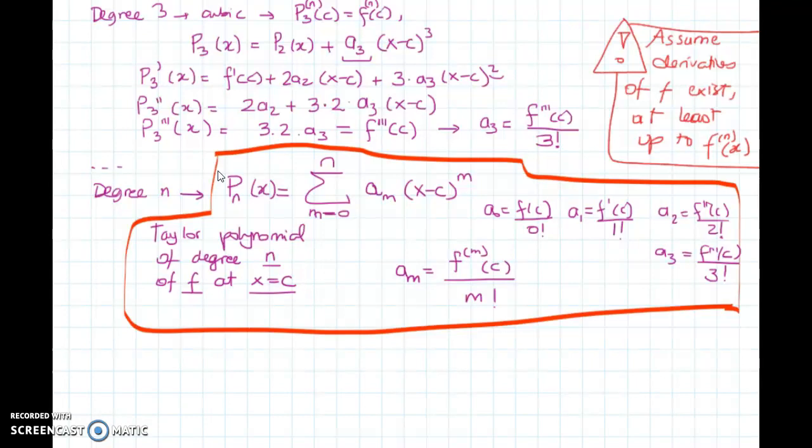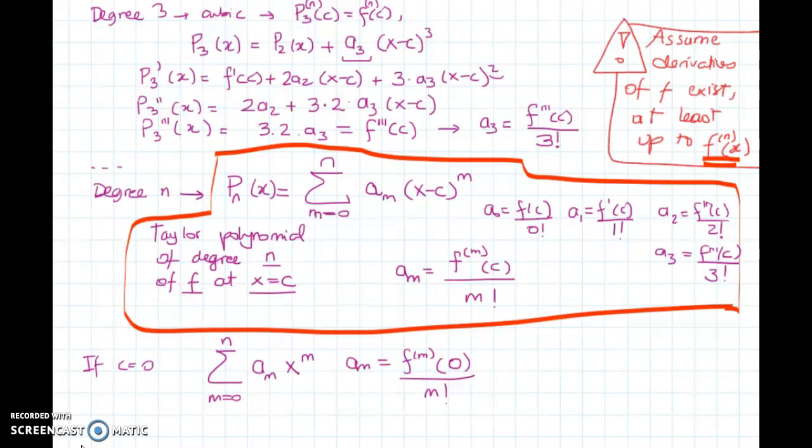We need to have the derivatives to make sure we can do this. If c is equal to 0, then we have a particular case. It just looks a little bit easier because we have x to the power of m, and for the coefficients we just evaluate them at 0. And this is what we call the Maclaurin polynomial, again of degree n, for f at 0.